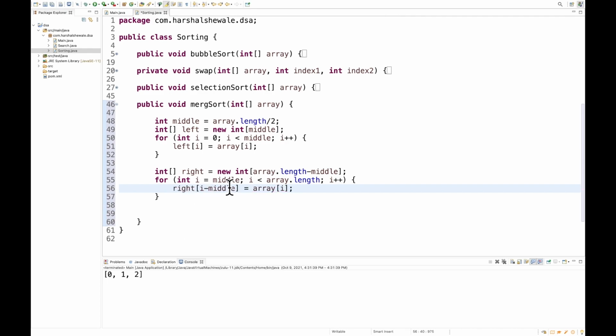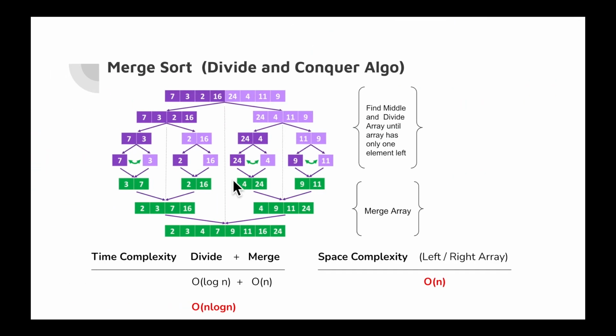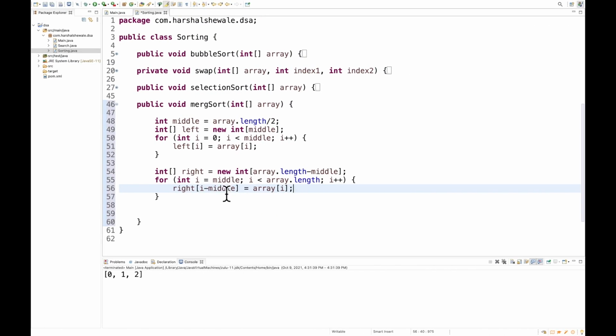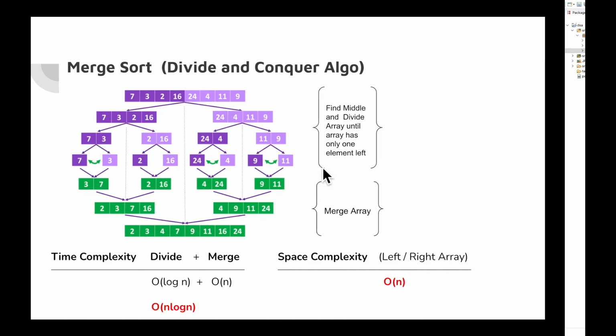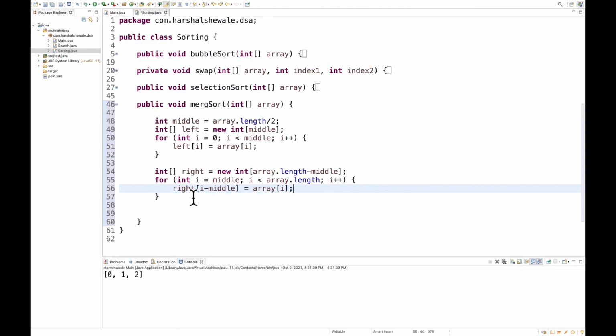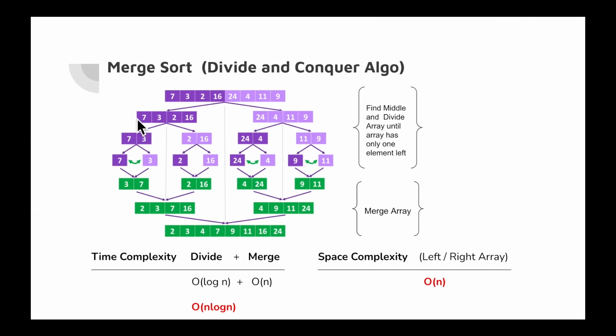So what is I? I is the middle. Middle is, with this example, 4. 4 minus 4, 0. Then again I will increment to 5. 5 minus 4, it will be 1. So right of 0, 1, 2, and I will be incremented. So we will copy from 24 to 9 numbers here into the right array. That's quite simple. It's not that difficult. Now we can see we are done with only the first step. Whatever the second step, third step, or whatever it is, it depends on the actual size of your input array.